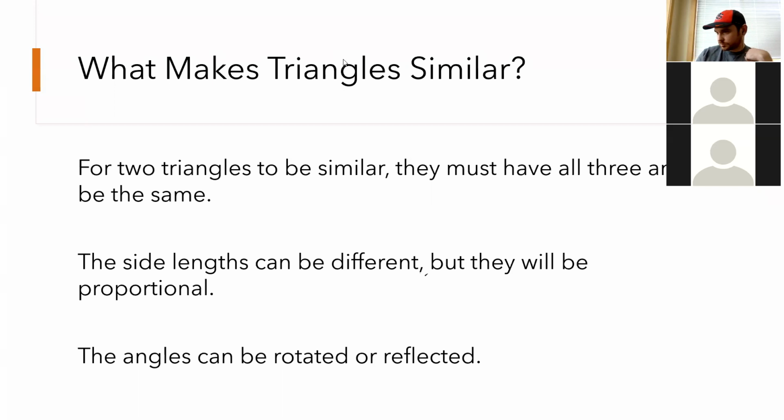Okay, cool. So those of you that just showed up, we are currently taking just a little bit of notes, and then we're going to move on to doing some example problems. So you really want to get these first two lines written down. For two triangles to be similar, they must have all three angles the same, and the side lengths can be different, but they will need to be proportional.